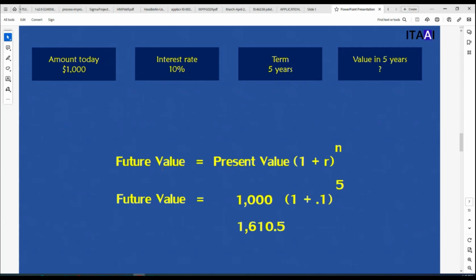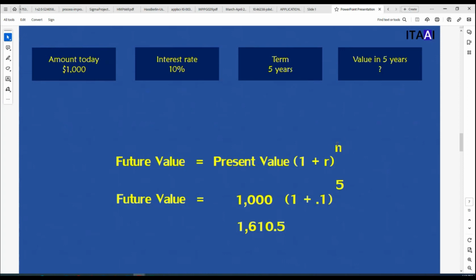So let's look at this formula. The future value equals the present value multiplied by 1 plus r raised to n. Here r is your interest rate and n is the term you are using. Oftentimes in the industry, if there is a big asset you are purchasing, say $5 million, that asset will have some working life. So that will be your n.